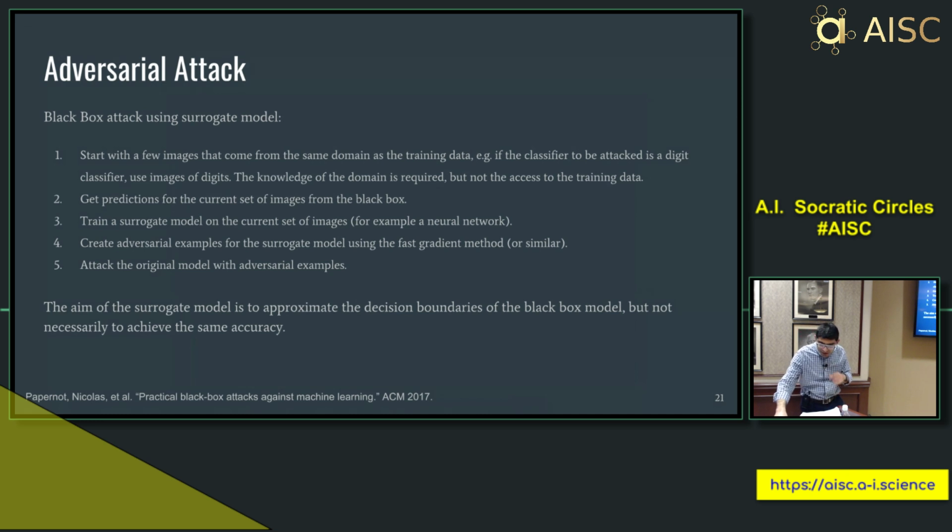And I will just go through this very fast. Black box attacks are usually based on surrogate models. You have the input, you feed it, you find the output, and then you train a network on that input and output and try to attack that surrogate model.